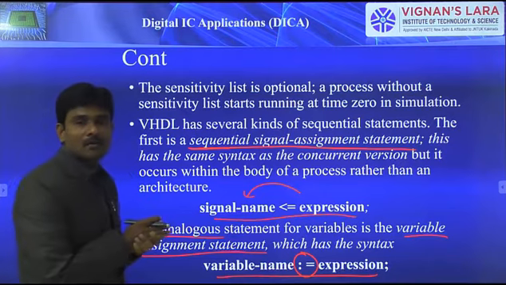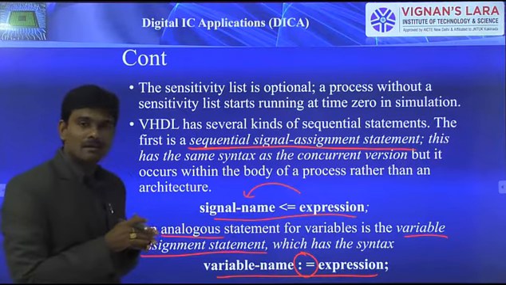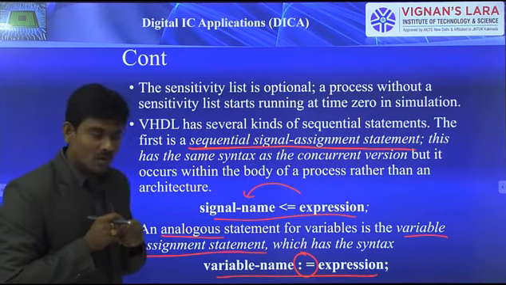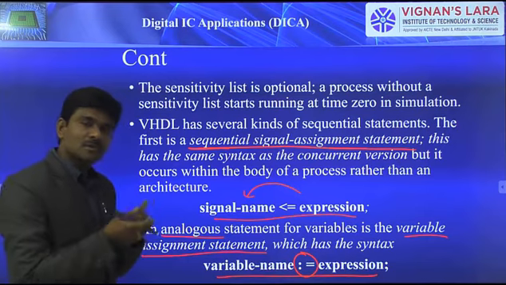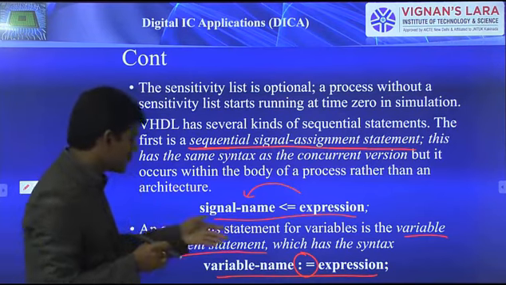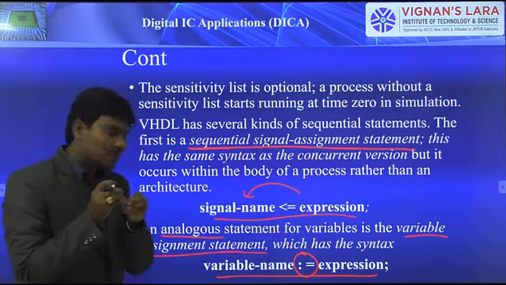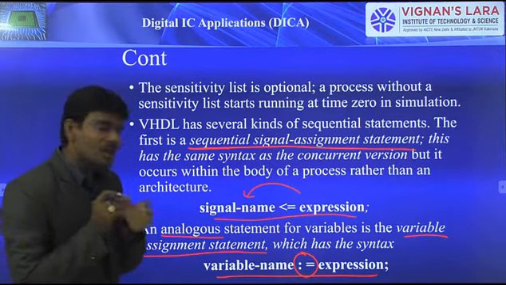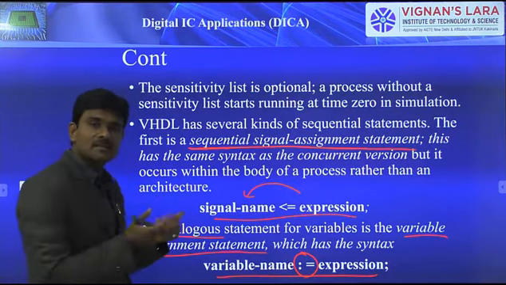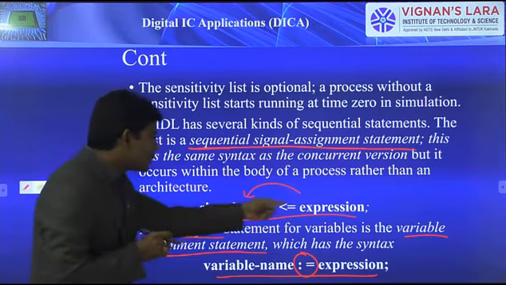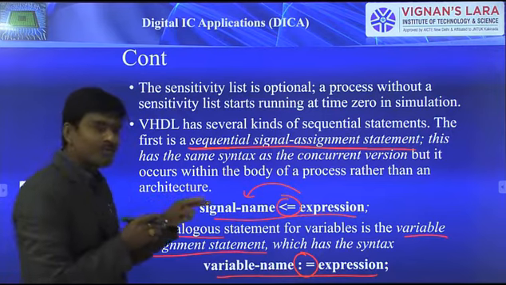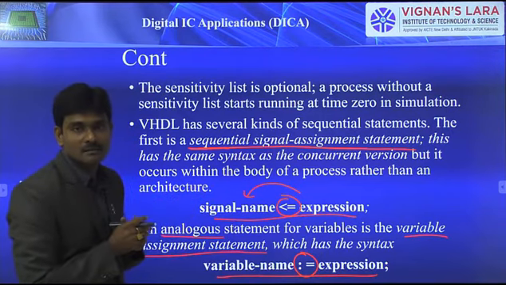You need to remember it, because in VHDL we have only these two assigning operators, less than equals to and colon equals to. You need to know where to use colon equals to and where to use less than equals to. To assign values to variables, we use colon equals to. For all the remaining, namely signals, while assigning values to them we use less than equals to. That is the main difference between these two assigning operators.